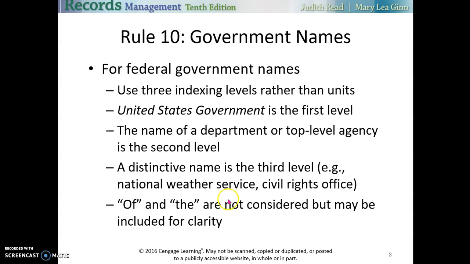Then you would have the name of the department, or whatever the top level agency might be, as the second level. And then the third level would be, again, a distinctive name. So the National Weather Service, the Civil Rights Office, those would be the distinctive name. Once again, "of" and "the" are only included for clarity if necessary.